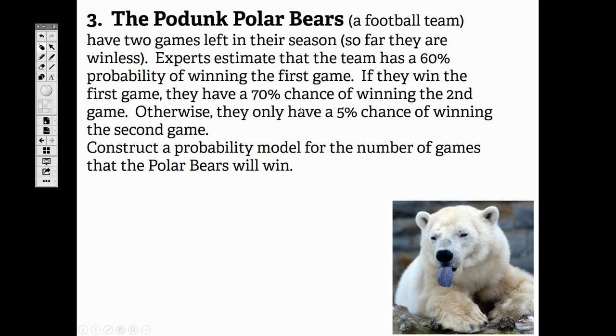All right, so we have the Podunk Polar Bears, which is a football team, have 2 games left in their season, and so far they are winless. Experts estimate that the team has a 60% probability of winning their first game of the 2. If they win the first game, then they have a 70% chance of winning the second game. Otherwise, they only have a 5% chance of winning the second game. We're going to construct a probability model.